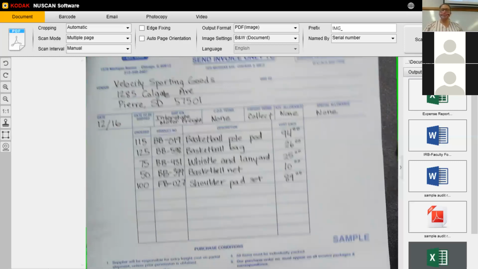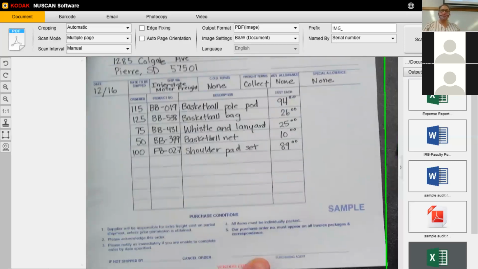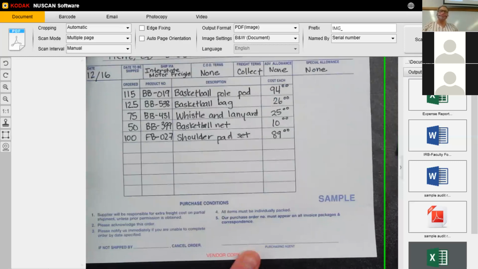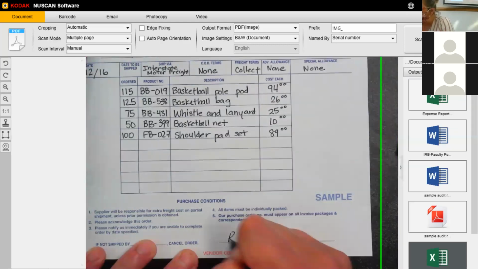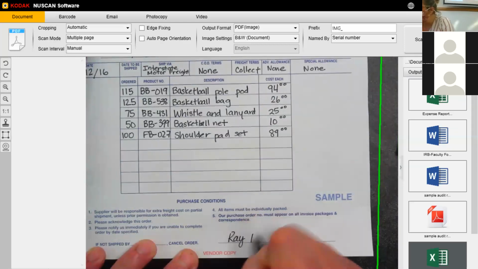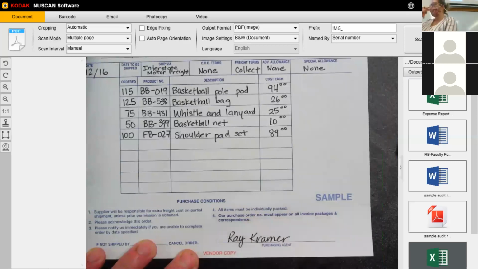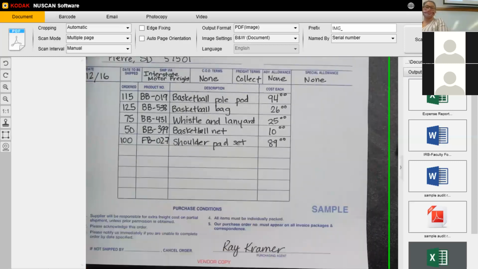What's the one last thing we need to do to get this process rolling? We just talked about it as an example of an internal control embedded in the process. Exactly. We need our boss to sign off on the purchasing order. So the last piece of evidence that we would need on this document is Ray Kramer's signature to get the ball rolling.